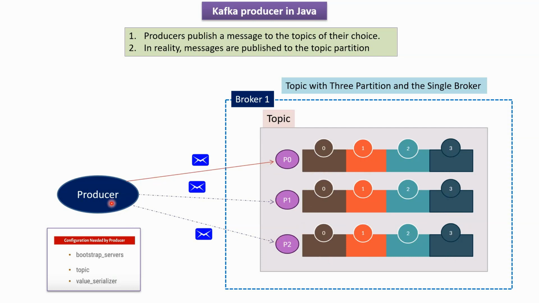To send messages to the Kafka server, the producer needs some configuration. The first one is bootstrap servers, which is nothing but the Kafka server IP address and port number. The second one is topic, which is nothing but the topic name and the details about the topic. And the third one is value serializer. This is needed so that the value can be serialized before it goes to the network.